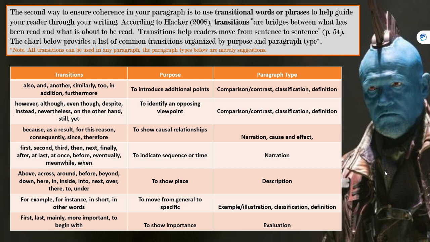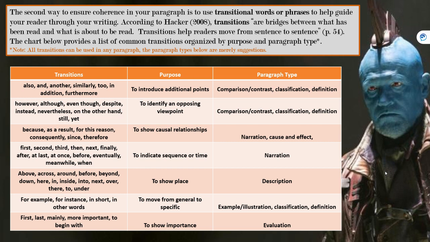If you've said one thing and you want to say another similar thing, I might say, for example, frogs are amphibians. Similarly, newts are amphibians as well. So if you want to add on to what you've already said, you might use those first transitions. If you want to identify an opposing viewpoint, you might use however, although, even though, despite.